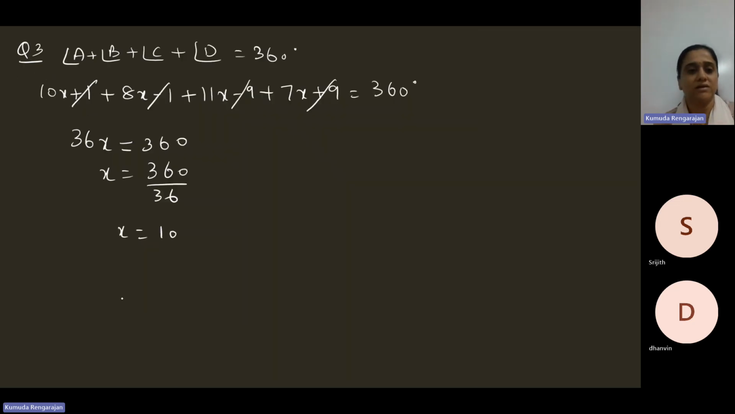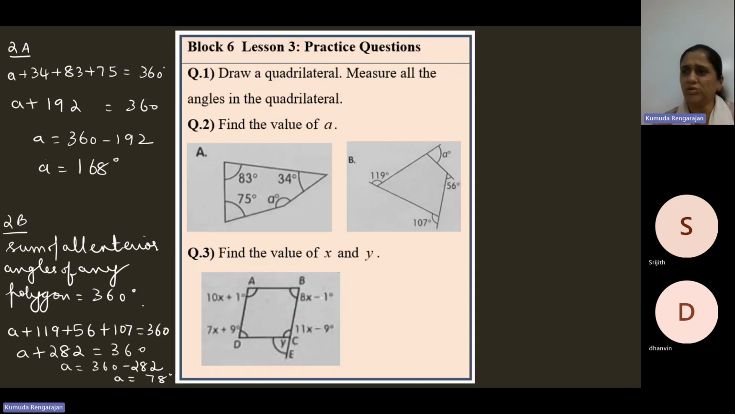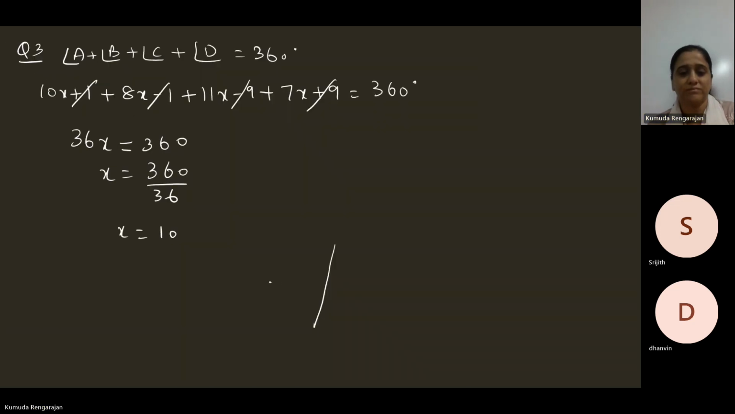Correct. No, you don't have to do that. You don't have to find that. Correct. No, not 179. 79. One second.